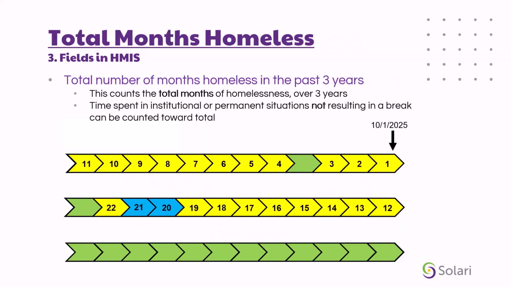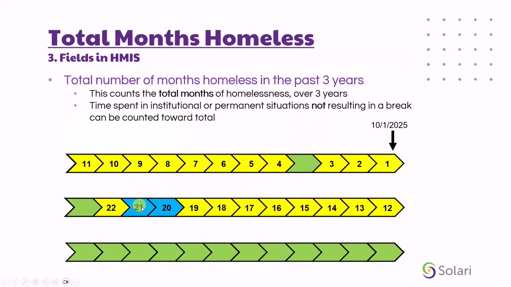The final field we'll hone in on is total months homeless, or the total number of months homeless in the past 3 years. This is simply counting the total months homeless over the past 3 years. And we can see we're just counting it with the numbers on the screen here, all the way from 1 to 22. Now, as a couple of notes, this permanent situation was a break, so we're not going to count that month as a month homeless.